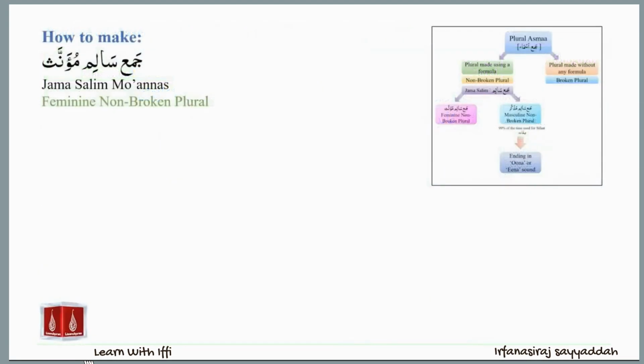Here we will study Jama Salim Muannas or feminine non-broken plural. Plural asma or Jama asma include plural asma which are made without the use of a formula, in which case they will be called broken plural, or plural asma that are made using a formula, in which case they are called non-broken plural. Non-broken plural are also called Jama Salim.